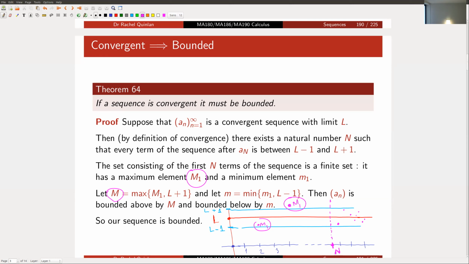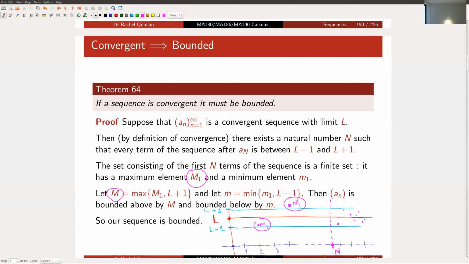This pink vertical line divides the problem into two parts. The part to the right of it is the problematic part in a sense, because it's the infinite part. But that part is dealt with by the definition of convergence. We know that part of the sequence is bounded because everything there is between L-1 and L+1. The part on the left, we don't know anything about where the terms are, but it's a finite set. So for that reason, we know that it's bounded.